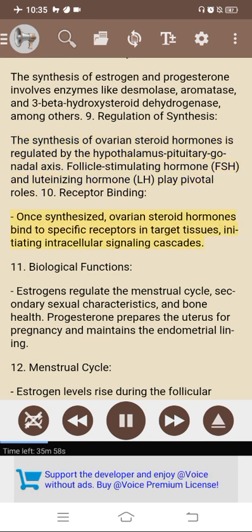10. Receptor binding. Once synthesized, ovarian steroid hormones bind to specific receptors in target tissues, initiating intracellular signaling cascades. 11. Biological functions. Estrogens regulate the menstrual cycle, secondary sexual characteristics, and bone health. Progesterone prepares the uterus for pregnancy and maintains the endometrial lining.